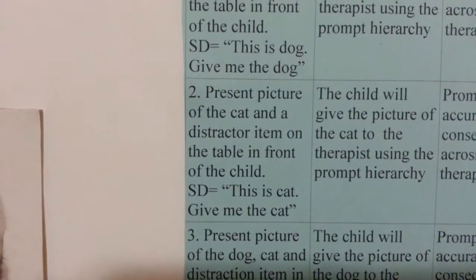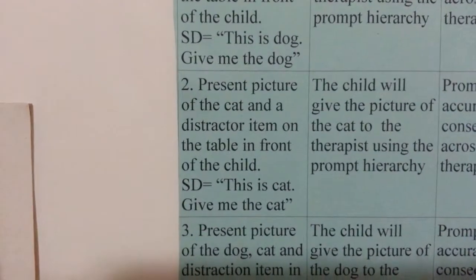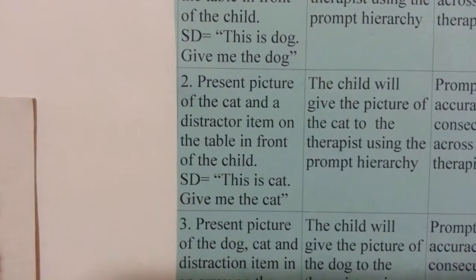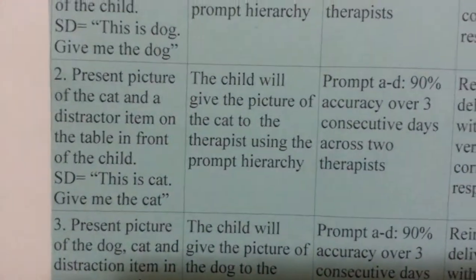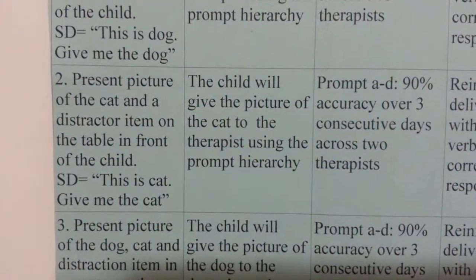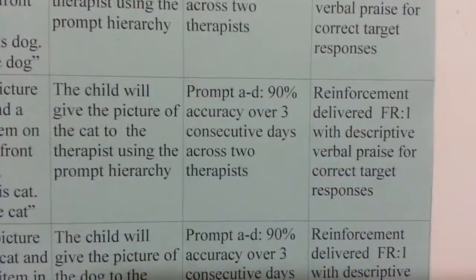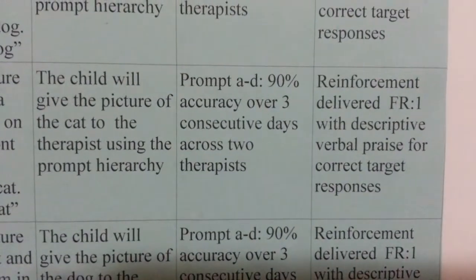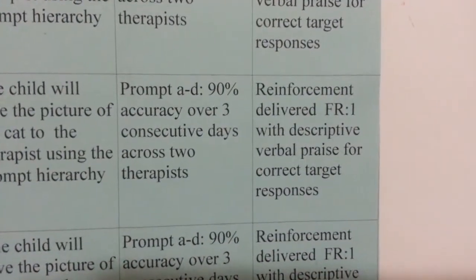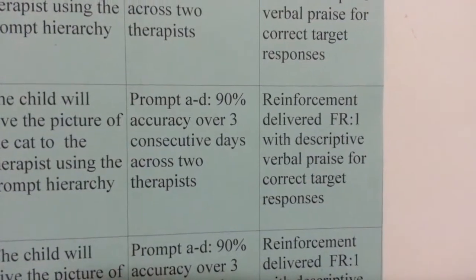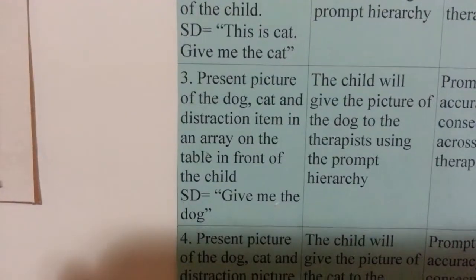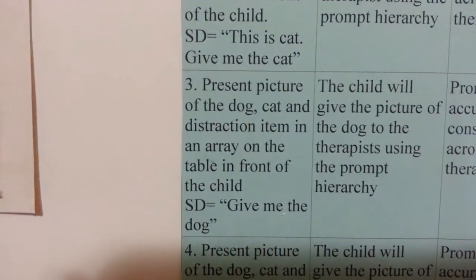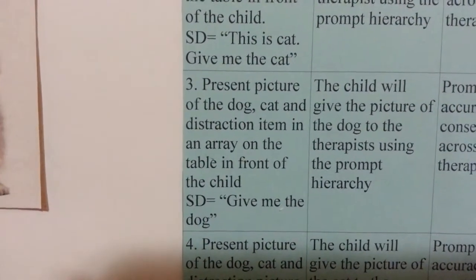Step 2. Present a picture of the cat and instruction item on the table in front of the child. The SD for this step is, "This is a cat, give me the cat." The child would give the picture of the cat to the therapist using the prompt hierarchy. Again, it's 90% accuracy over 3 consecutive days across 2 therapists. Reinforcement will be delivered after each correct target response. Step 3. Present a picture of the dog, cat, and distraction item in an array on the table in front of the child.